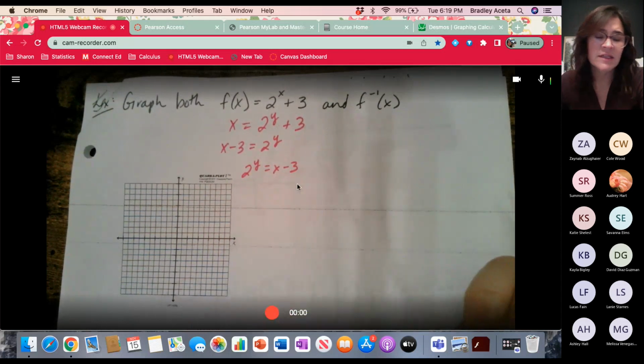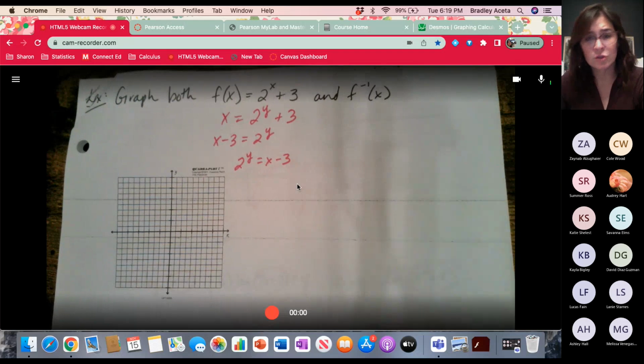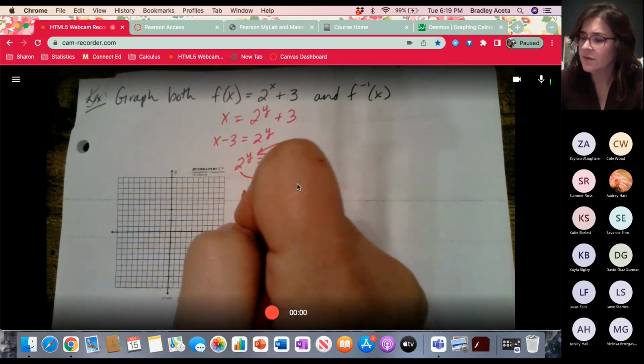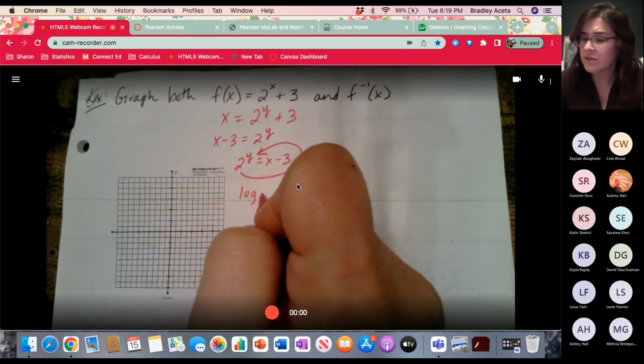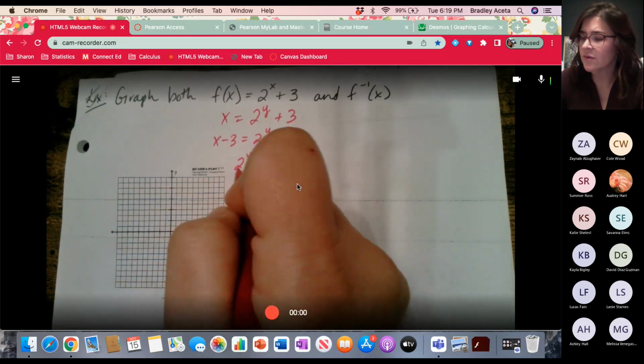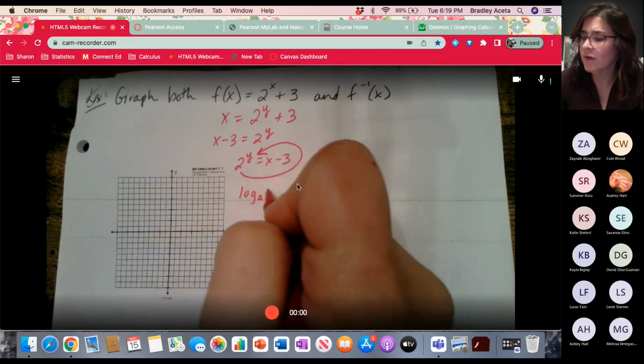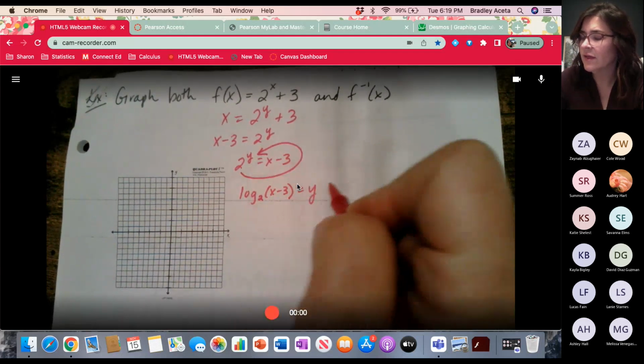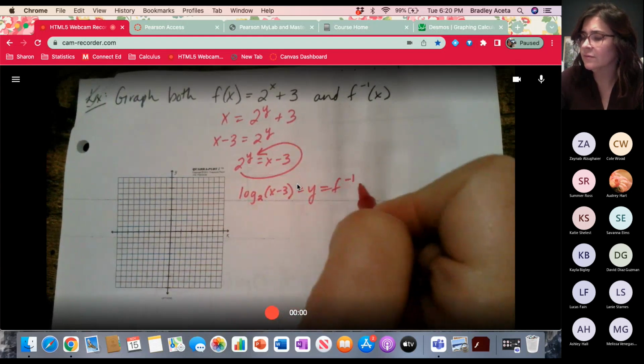And I'm going to do what I did last class, which is the zoop, and I'm going to write it as a log. So this would be log base 2. That's what I started with, of what I wrapped around, x minus 3 equals y. And that is the inverse.